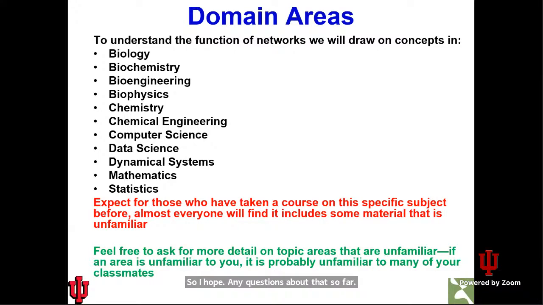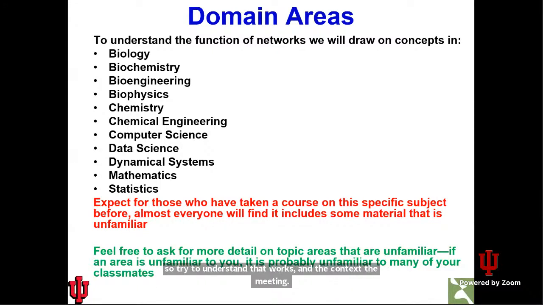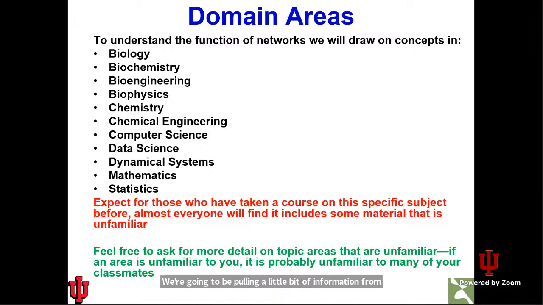Okay, so to try to understand networks and their context and meaning, we're going to be pulling a little bit of information from a lot of fields. You don't need a lot of specialized knowledge about any single area, but you are going to need to know a little bit about a lot of things. You're going to need to know some biology, a little bit of biochemistry, some bioengineering, a little bit of biophysics and chemistry, a little bit of computer science and data science, a little bit of the mathematics, dynamical systems and general mathematics and statistics. And in general, unless people have taken this class before or taken a comparable class, I don't expect people to come in having all of that.